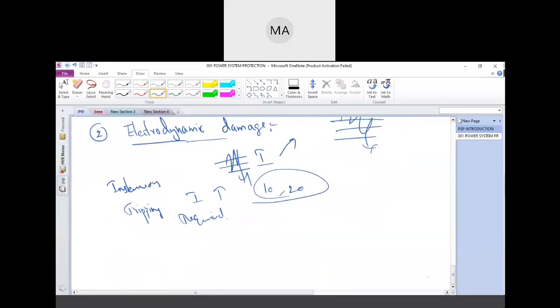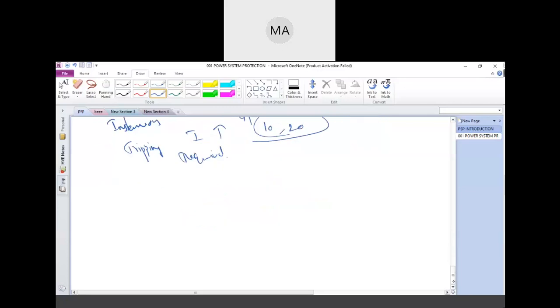So what are the probabilities? We have talked about symmetrical and asymmetrical faults. How much is the probability of occurrence of the LG fault, LL fault? What percentage are the fault occurrence chances? Let me take the equipment name and the percentage of occurrence of fault.